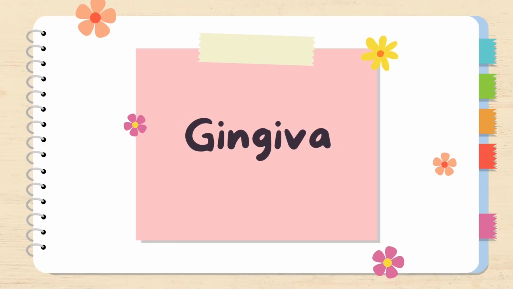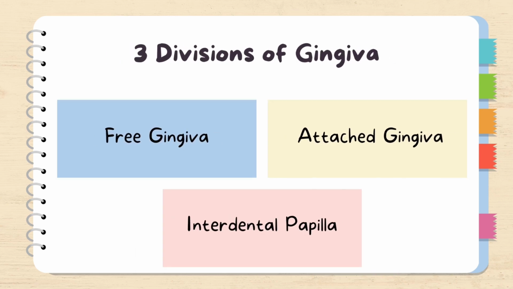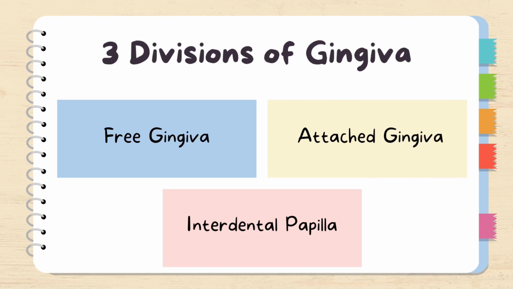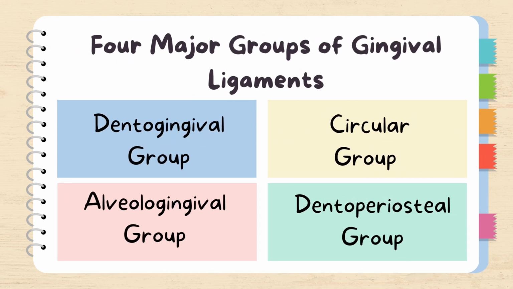That is right. That's the gingiva, and it has 3 divisions. First, free gingiva. Second, attached gingiva. And third, interdental papilla. And it has 4 major groups of gingival ligaments. The dentogingival group extends from the cervical cementum into the lamina propria of the gingiva. The alveolo-gingival group, where the fibers arise from the alveolar crest and extend into the lamina propria. Circular group, or a small group of fibers that circle the tooth and interlace with the other fibers.